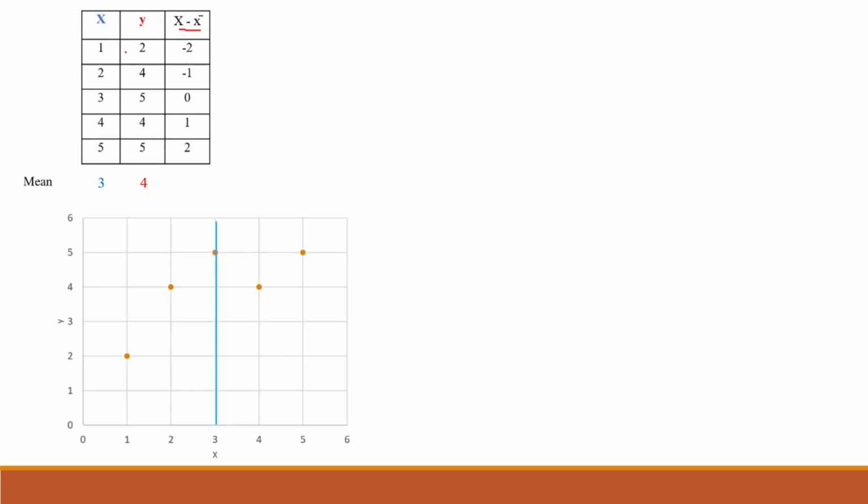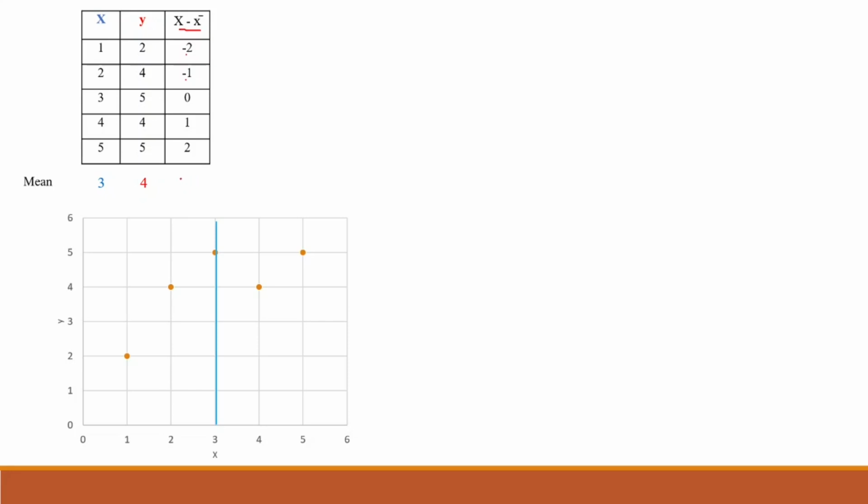So minus 2, see, this 3 is the mean, so 1 minus 3 is obviously minus 2. So this is how I get 2 minus 3, rather, gives me minus 1. Then 3 minus 3 will be equal to 0. 4 minus 3 will be equal to 1, and finally 5 minus 3 will be equal to 2. And if you observe one thing, if I add these values, then the summation will be equal to 0, right?